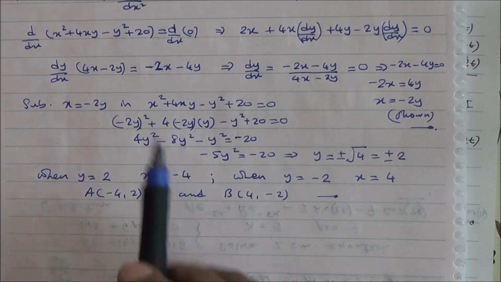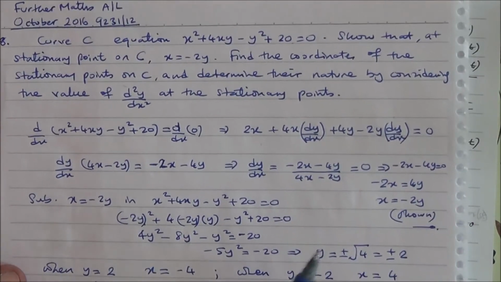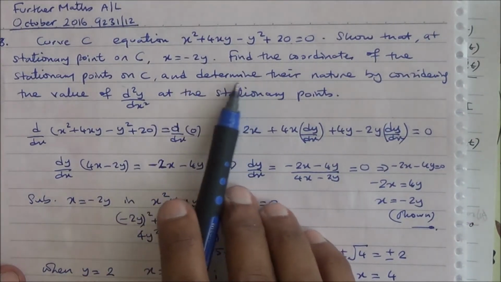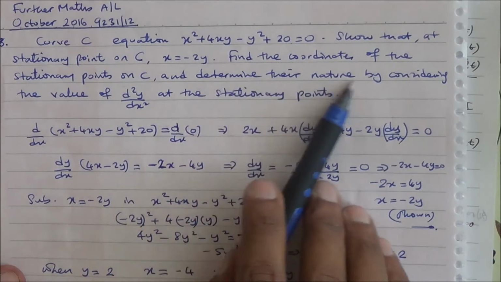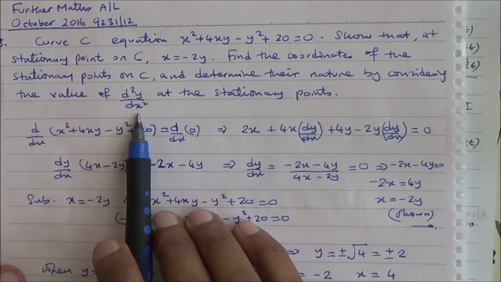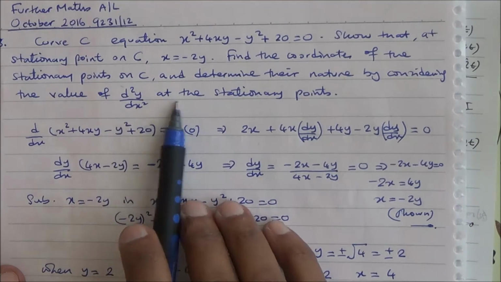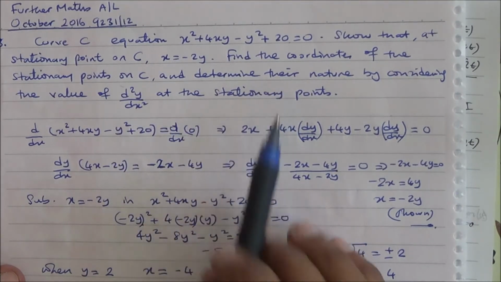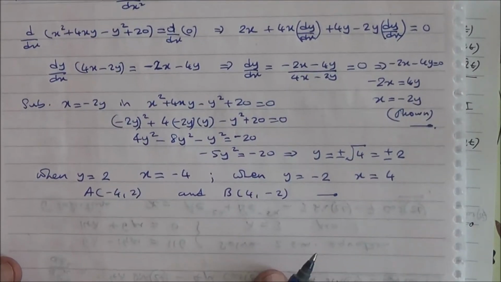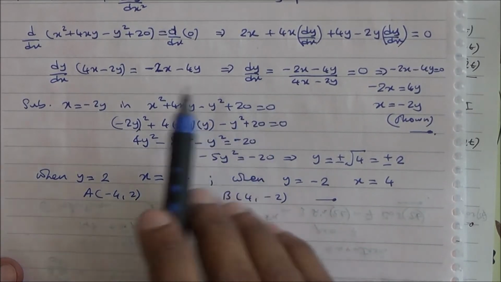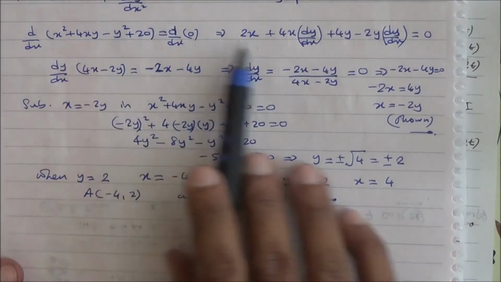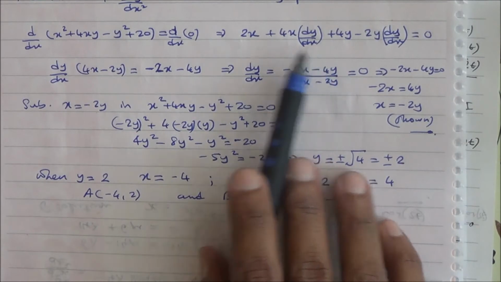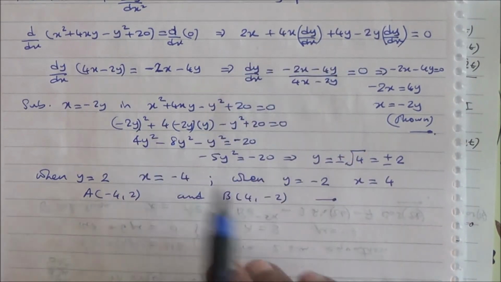For the second part, in the question we have been told to determine their nature by considering the value of d2y over dx squared. This is what we need to find at the stationary points. To determine their nature, we're going to look at the second derivative. When we differentiated this, we came up with this, right? So let me just write all this down here nicely.